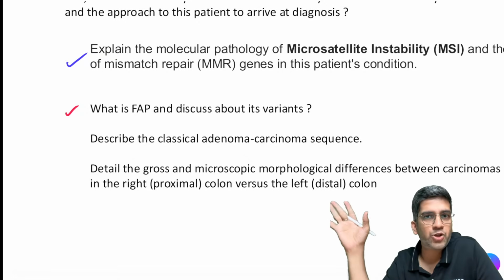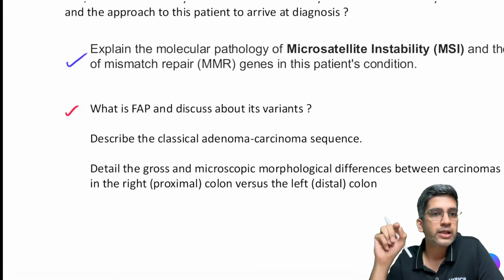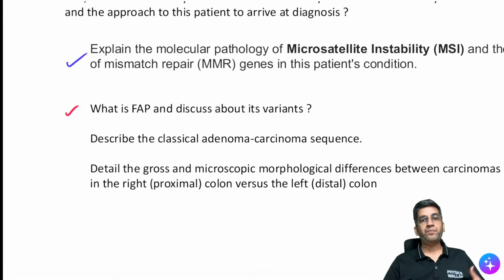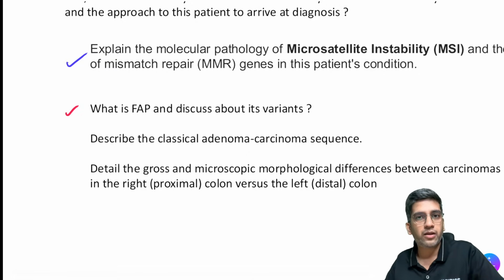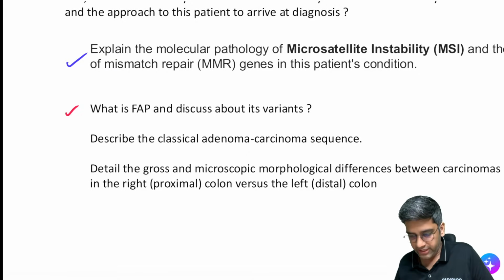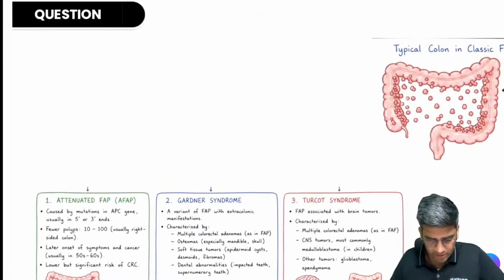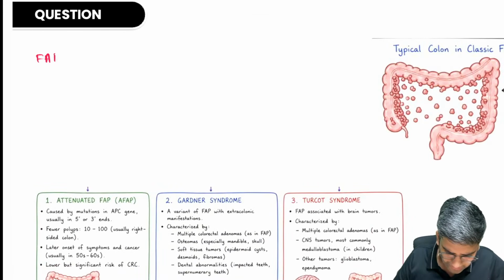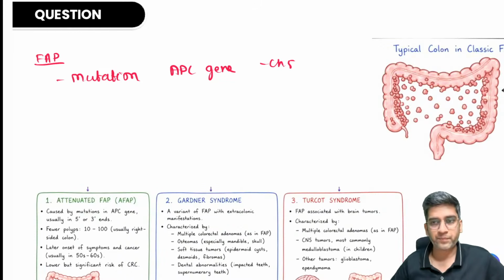FAP is familial adenomatous polyposis. There are three important subvariants which I want you to remember. Whenever they talk about FAP, if there's an opportunity and if there's time, tell how the gene mutation causes cancer also, right? You know that. So in FAP, what we have is an inherited mutation of the APC gene, which is on chromosome 5, right?